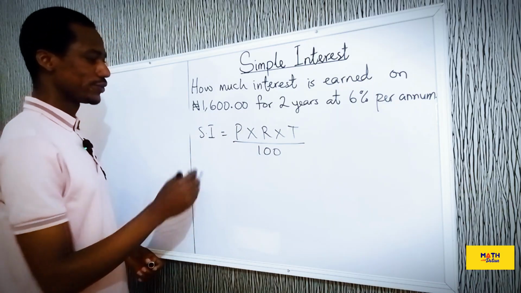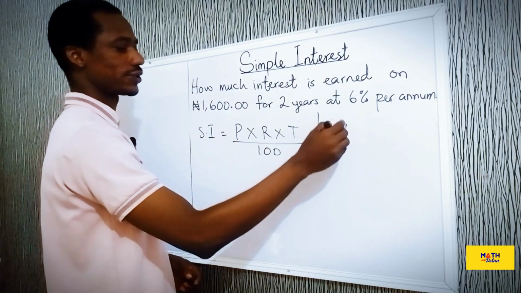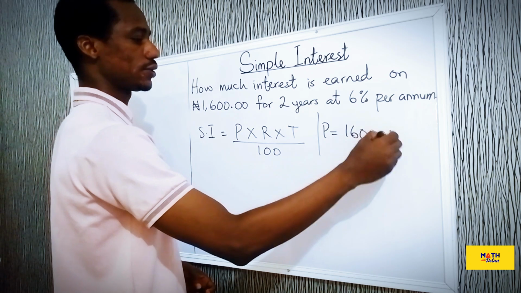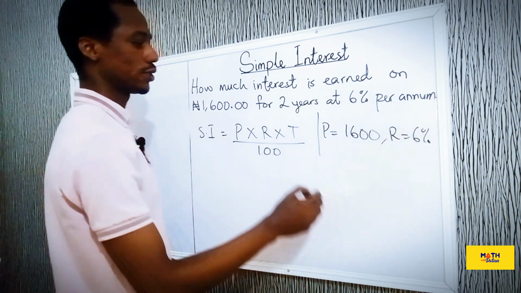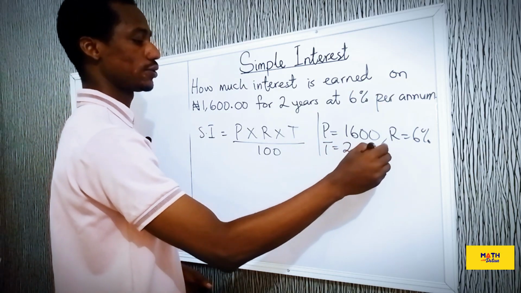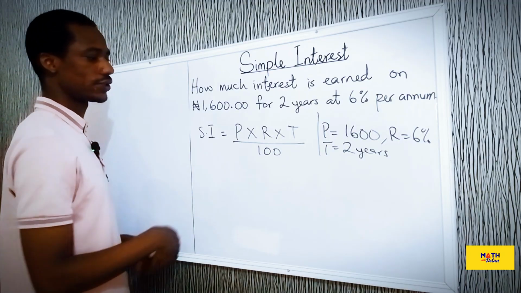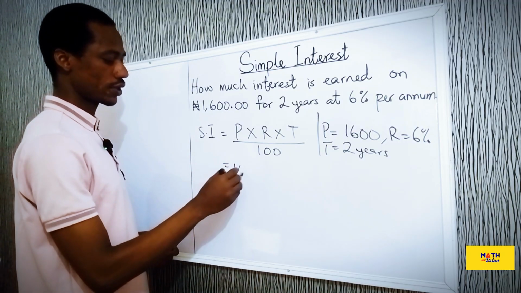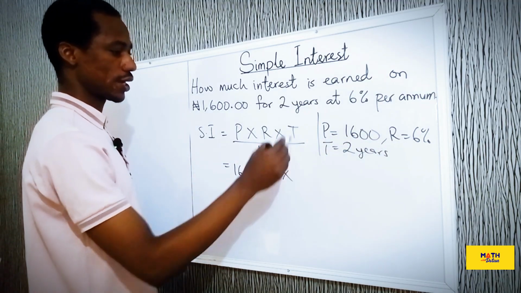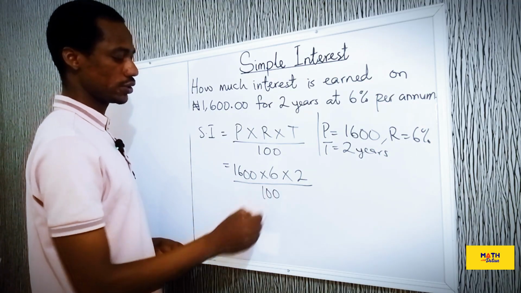So now we have the principal as 1,600 naira. We have the rate as 6%. We have the time as 2 years. All right, so let's slot this into the formula. Replace P with 1,600 naira, and then R will replace 6, and then time is 2, and then all over the 100 of the rate.